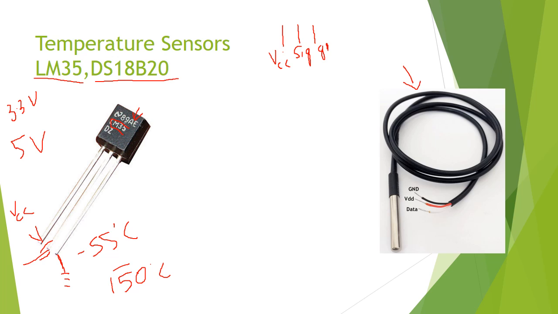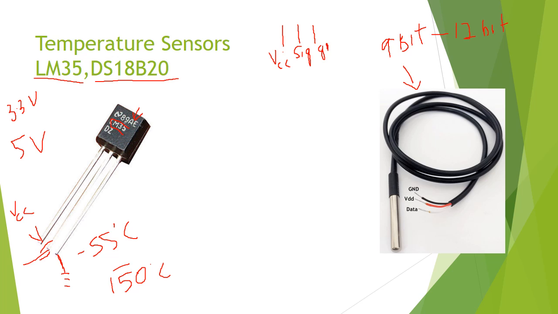DS18B20. Here the data will be digital. So we need to connect it to your digital pin, and this data will be from 9 bit to 12 bit. So that is the major difference between these two. So you need not program it. You need not go for an analog to digital converter.